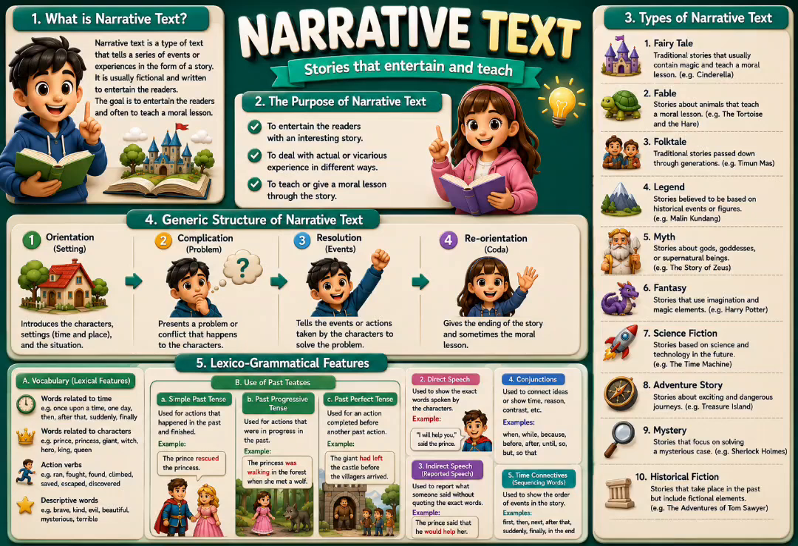4. Generic structure of narrative text. Every narrative text has four main parts. The first is orientation. This part introduces the characters, the setting, and the time of the story. The second is complication. Here, a problem or conflict begins. The third is resolution. In this part, the characters solve the problem.